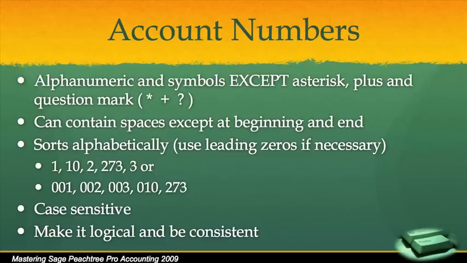Leading zeros prevents that problem. If I use leading zeros, then I get the sorting that I want: 001, 002, 003, 010, and 273. Oddly enough, for a Windows-based program, account numbers are case-sensitive in Peachtree.